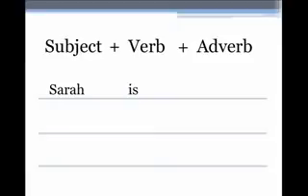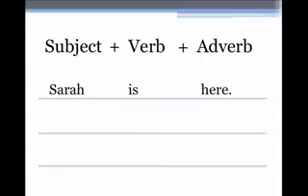Sarah is here. This sentence tells us where Sarah is. She is here. Sarah is the subject. Is is the verb, and here is the adverb.